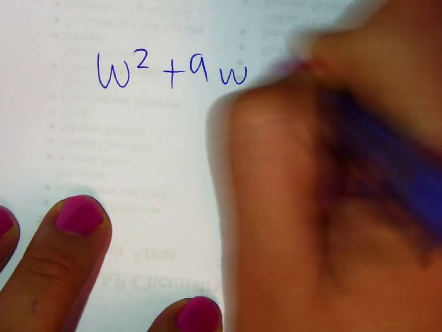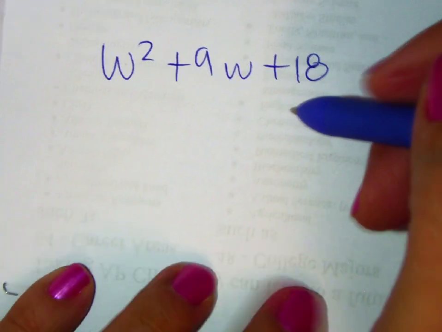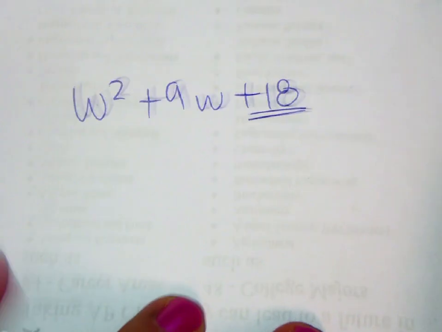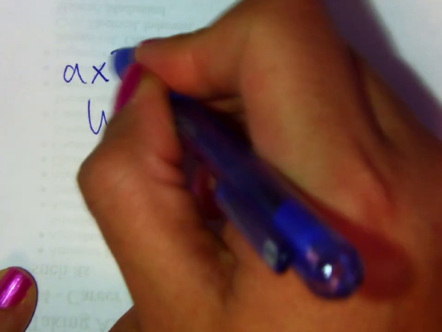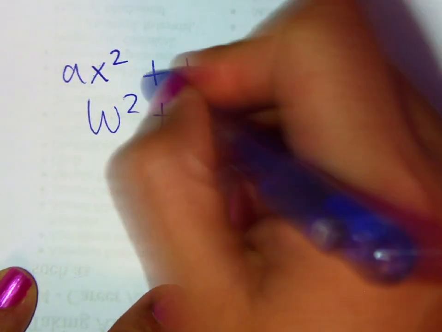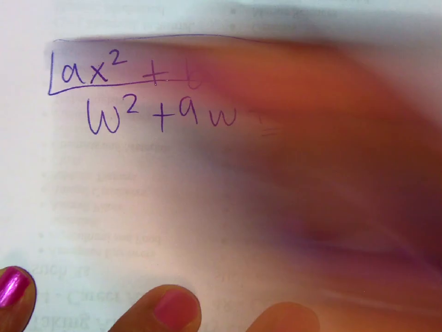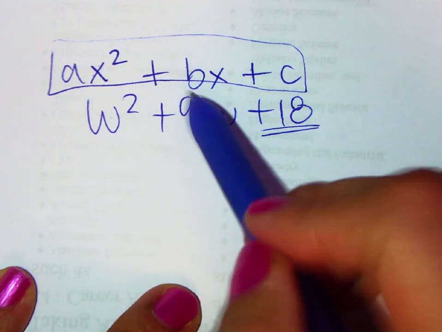Okay, so let's try w squared plus 9w plus 18. The way you want to train your brain to think in this process is look at the last value. Let's call these A, B, and C. They follow the form ax squared plus bx plus c. This comes from quadratics, but we'll talk about that more later. But let's just look at it as A, B, and C.